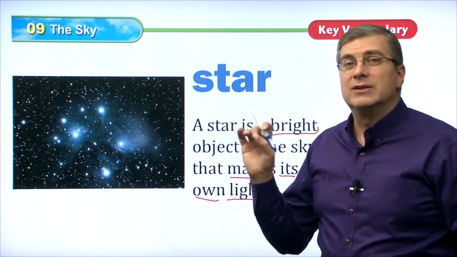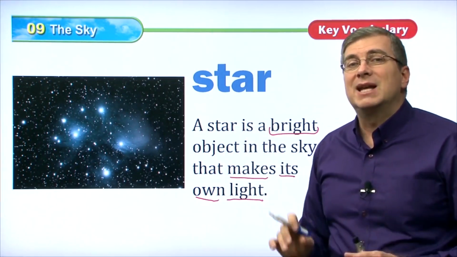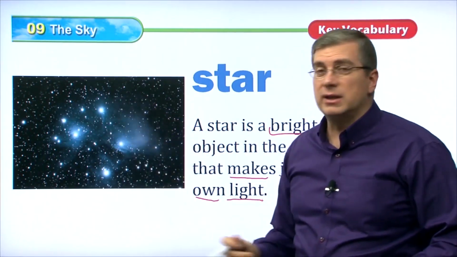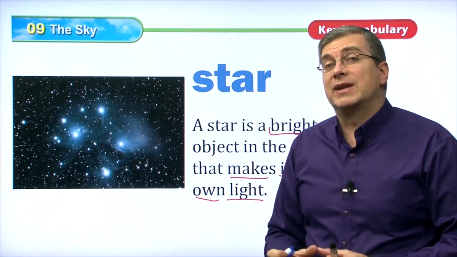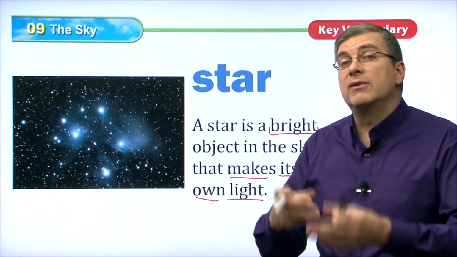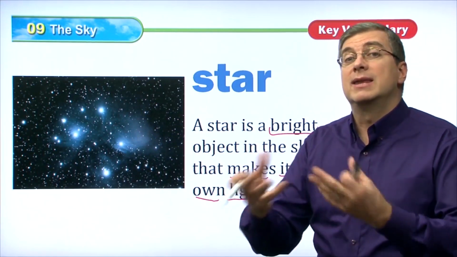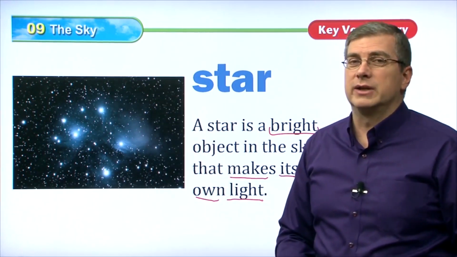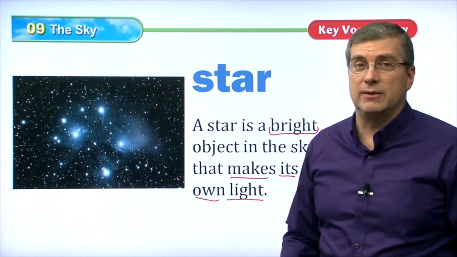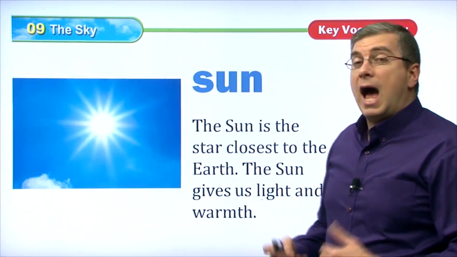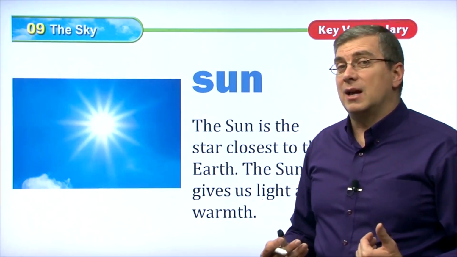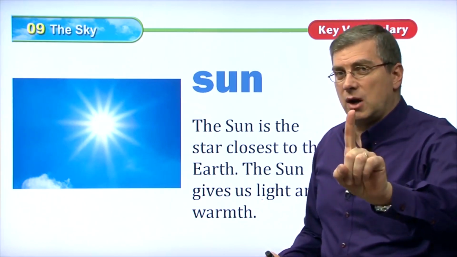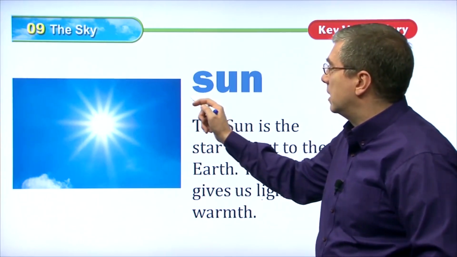A star is the only object that makes its own light. Why? Because stars are basically huge balls of gas that are burning and they're giving off light. As they burn, they give off light. And so we can see many stars in the night sky. There are so many of them. Our sun, during the daytime, can you see many stars? You can only see one star, and that is our sun.